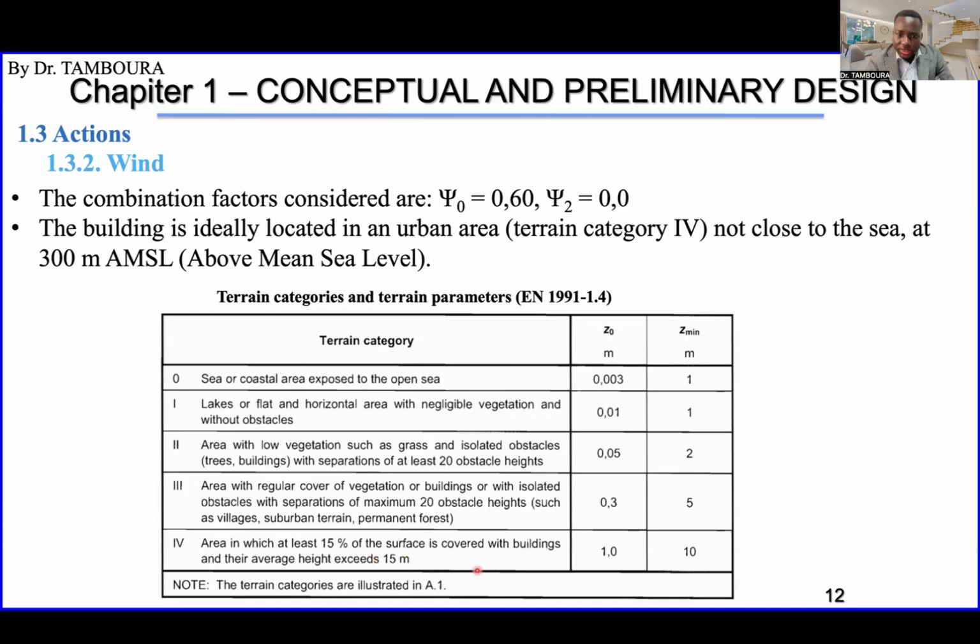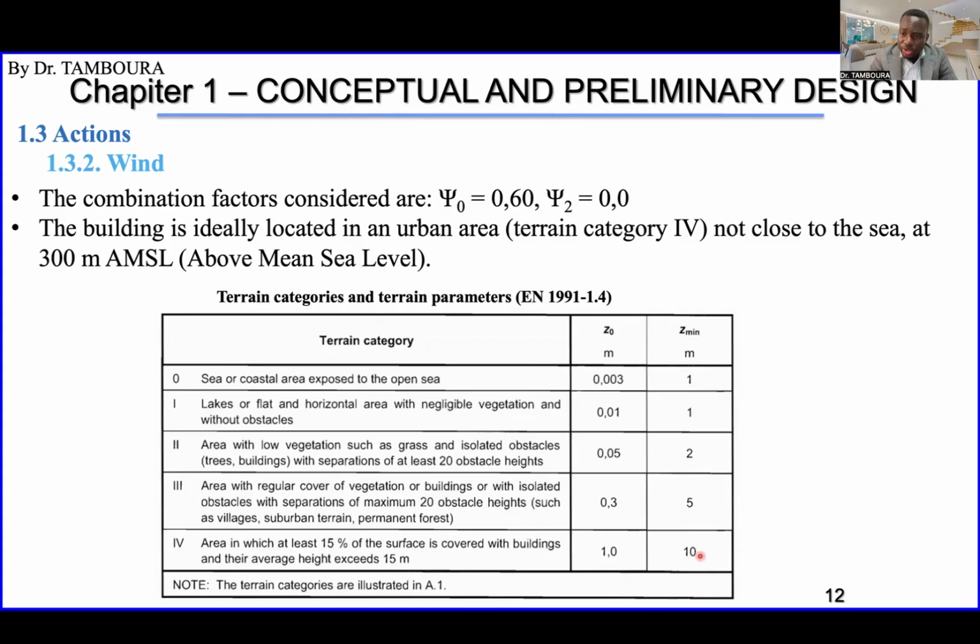So it means it is an area where there are many other buildings, because the surface is covered with buildings and the average height of these buildings exceeds 15 meters. In that case we have Z0 equal to 1 meter, Z minimum is 10 meters. What is Z0? What is Z minimum? Especially the Z minimum is very important here.